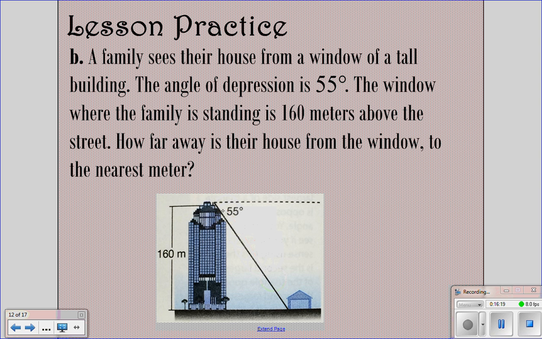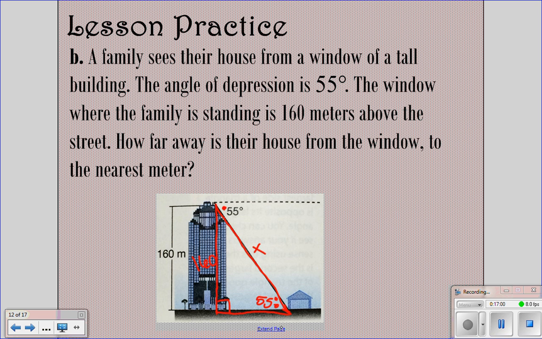So going from the top down is 160. And we're looking for the side length here. Now, if you look at our triangle, the 55 isn't actually in our triangle. But what do you remember about this angle here and this angle? Remember that they are congruent because they're alternate interior angles.